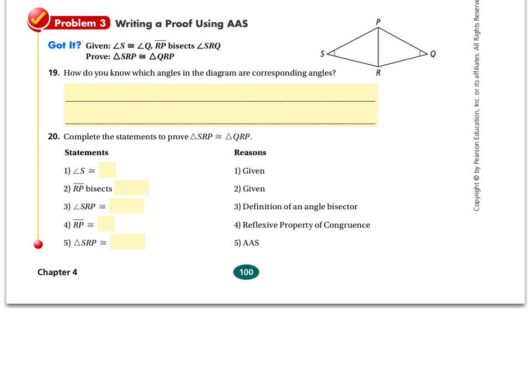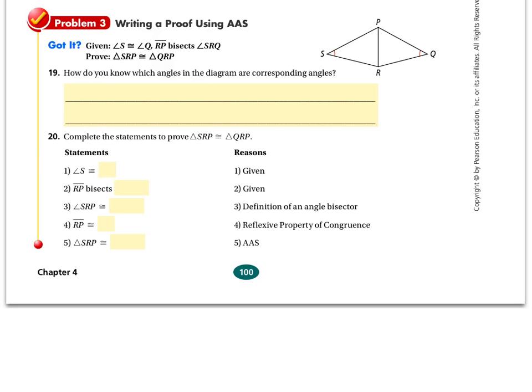On problem number 3, we're going to write a proof using angle-angle-side. So we're given the information right here that angle S is congruent to angle Q, and segment RP bisects angle SRQ. Now remember, bisect means cut it into two equal parts. What we need to prove is that triangle SRP is congruent to triangle QRP.